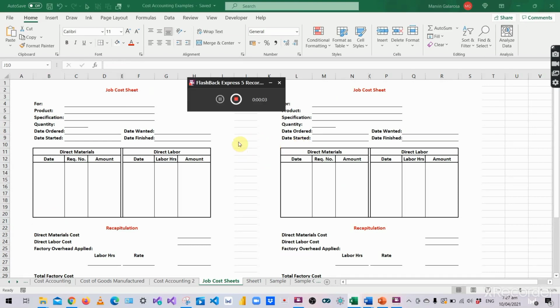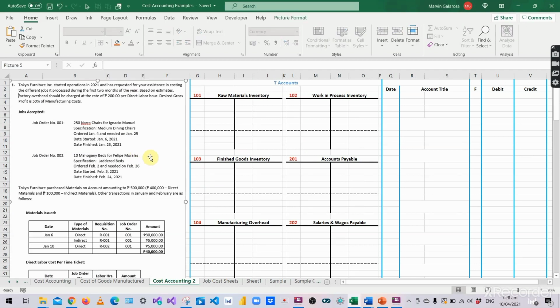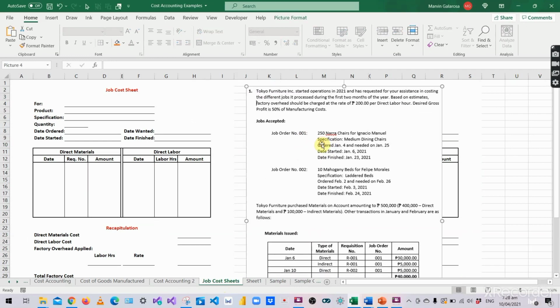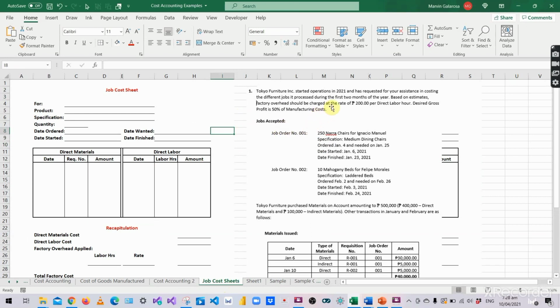To give you an example kung paano gamitin itong cost sheet, answeran natin itong problem. Let's read the problem. Tokyo Furniture Incorporated started operations in 2021 and has requested for your assistance in costing the different jobs it processed during the first 2 months of the year. Based on estimates, factory overhead should be charged at the rate of 200 pesos per direct labor hour. Desired gross profit is 50% of manufacturing costs.